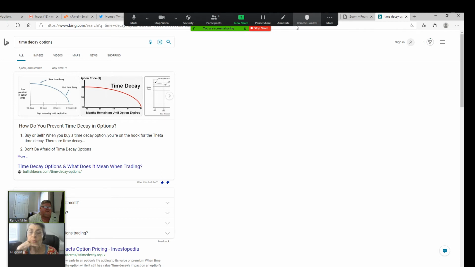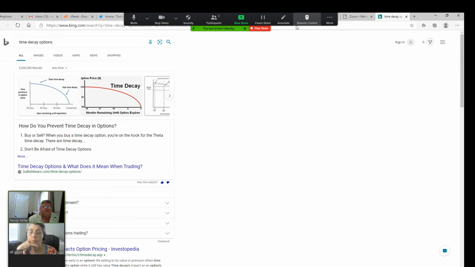Time decay. This is how you make your money in options. It's theta, or time decay. So if you're holding an option at 120 days, it's going to decay very slowly. So if you're buying premium, you want to buy long-term options. If you're selling premium, you want to sell short-term options. So you can see from 120 days to 90 days, there's very little decay.